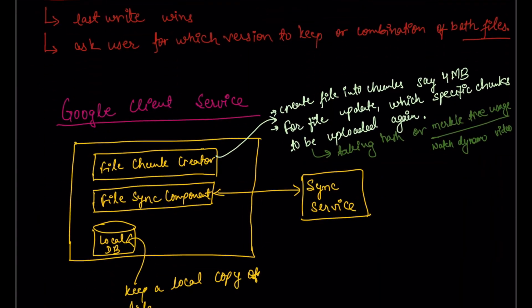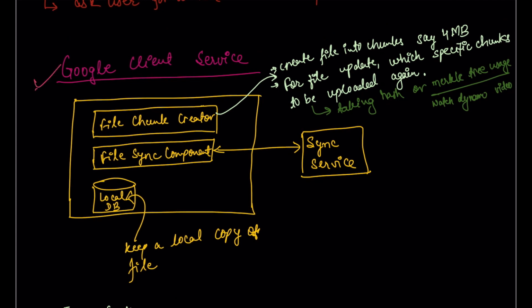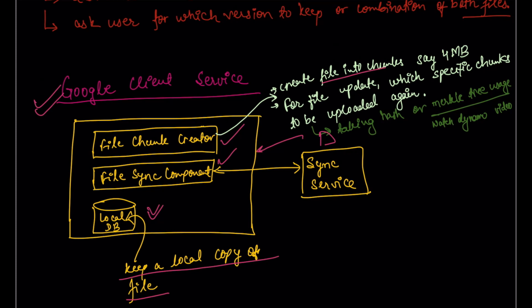Let's discuss that first. If we talk about the Google Client Service, it has a file chunk creator which will create the chunks. It has a file sync component. So any updates which you get from other devices, it should sync the local store with those changes. You also have a local DB which persists the file locally. Creating the file into chunks is handled by this. For uploading only specific chunks again, it takes hashes and uses Merkle trees.